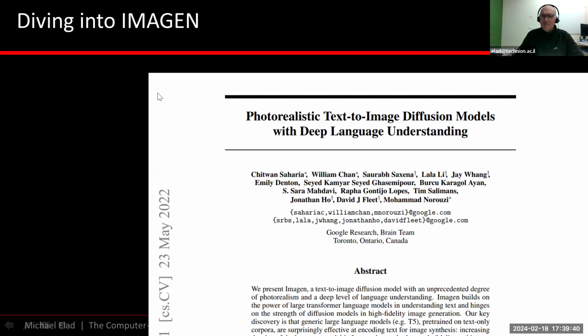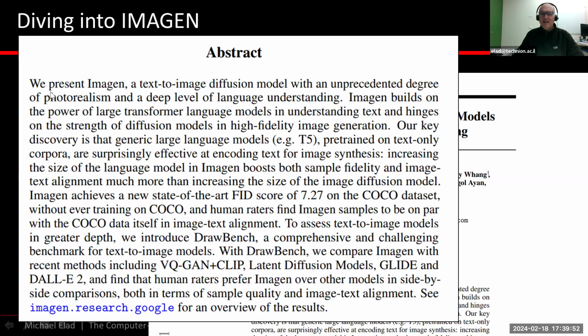And now let's dive into Imagen. So this is the paper that came in May 2022 by a large group from Google Brain, the Canadian group. And let's see what they did. Let's read the abstract. We present Imagen, a text-to-image diffusion model with an unprecedented degree of photorealism and a deep level of language understanding. Imagen builds on the power of large transformer language models in understanding text and hinges on the strength of diffusion models in high fidelity image generation. Our key discovery is that generic large language, etc. Never mind. Let's move on. Okay, and we will see the details in a minute.